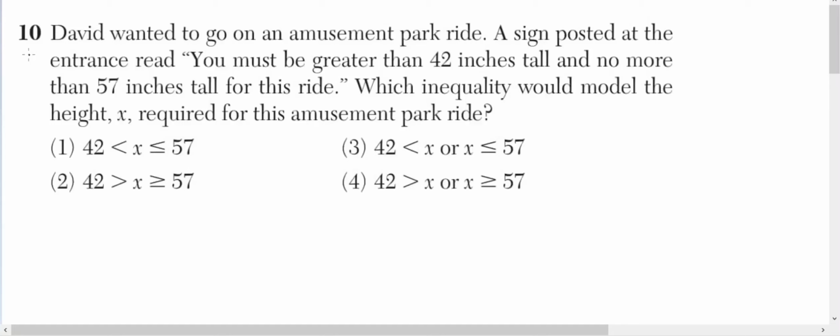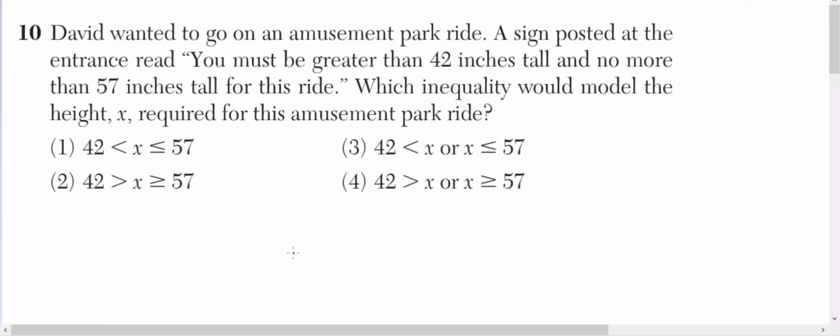Question 10 reads, David wanted to go on an amusement park ride. A sign posted at the entrance read, "You must be greater than 42 inches tall and no more than 57 inches tall for this ride." Which inequality would model the height, x, required for this amusement park ride? And we've got various intervals here, involving some of them strictly less than, strictly greater than, or less than or equal to, greater than or equal to. And because the points of interest here are 42 and 57, for all the choices, that seems a natural place to start for creating our own interval to find the correct answer.